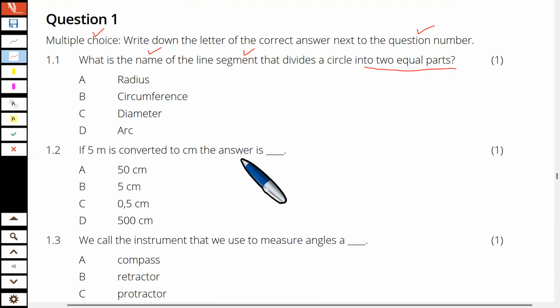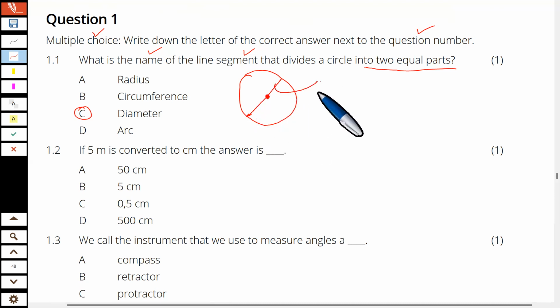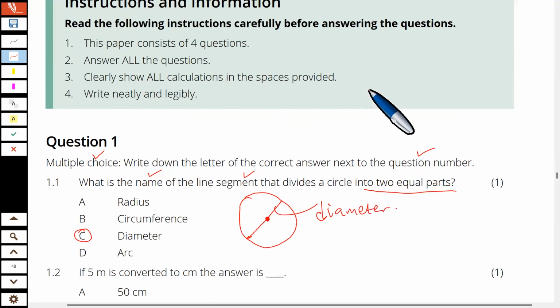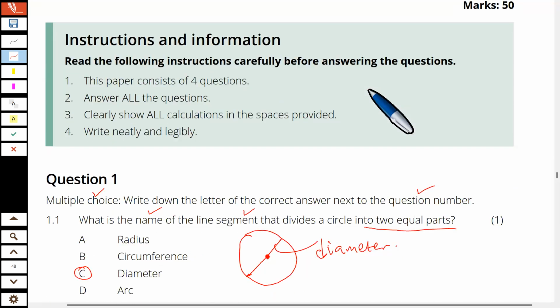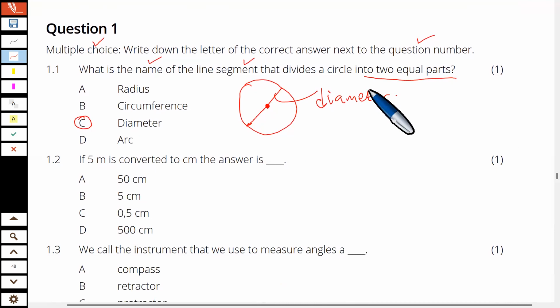Yes. The name of the line segment that divides a circle into 2 parts is called the diameter, because if you have a circle like this, a diameter runs through the center of the circle. And now if it runs through the center, it divides the circle into 2 equal parts, and this line is called a diameter. Right, so you have the questions to practice, or let's get cracking here.